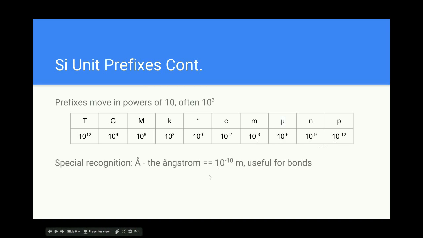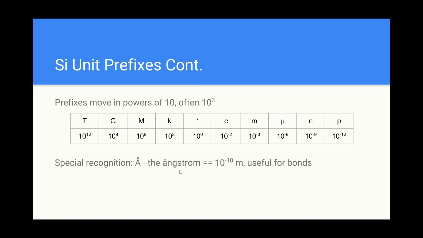Another special unit is the angstrom. It's got that funny little circle over the A. That's 10 to the negative 10th meters, or 1/10 of a nanometer. That's about the length of a chemical bond. So a carbon-carbon bond is about 1 angstrom long. You see those occasionally in science, or chemistry specifically. Not incredibly often, but it'll show up occasionally. So if you see an A with a hat, then that's what you're looking at.